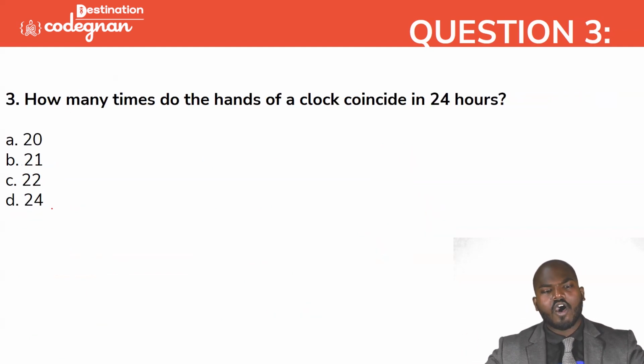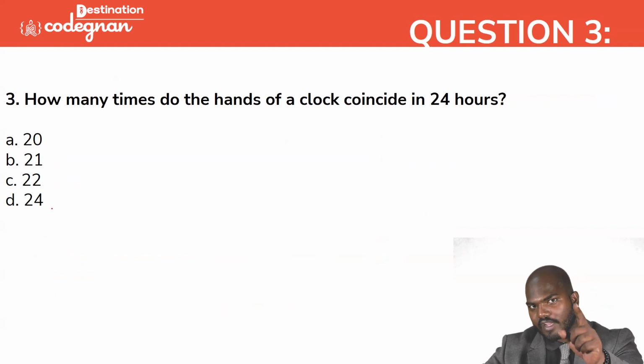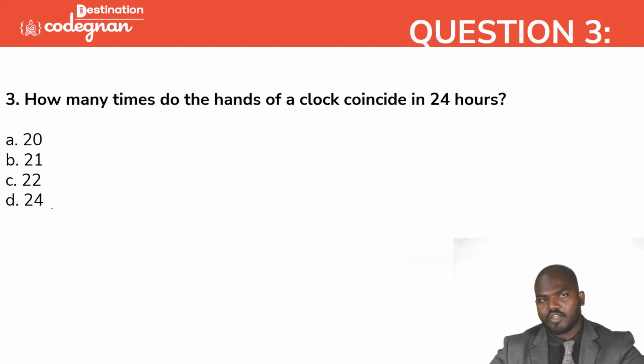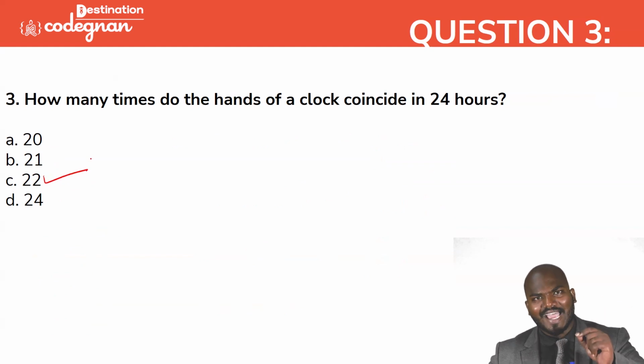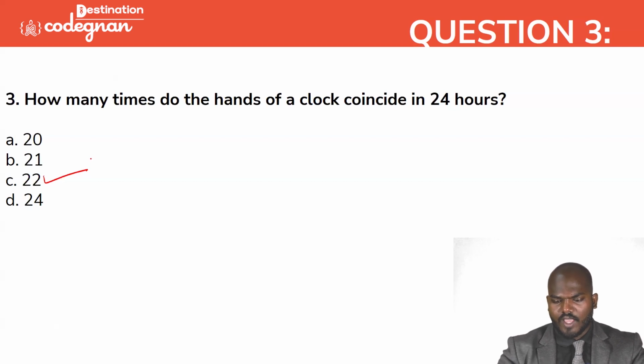And next one, how many times do the hands of a clock coincide in 24 hours? I think you have taken the notes, right? If you have taken the notes, you need to answer here that the answer is 22 times the hands of a clock will coincide in 24 hours. Okay, 12 hours. Okay, next one. So we can solve the next questions here.